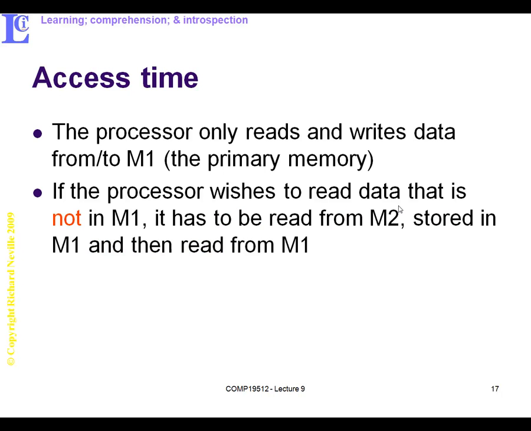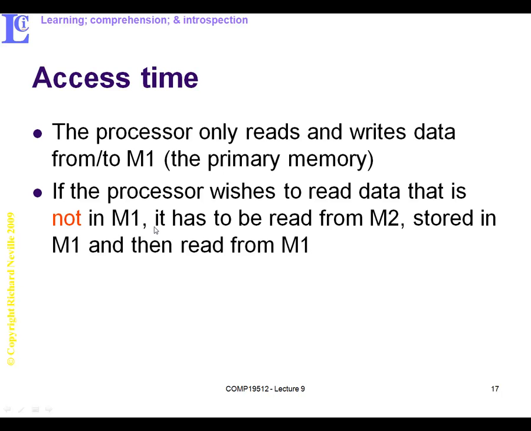if the process is reading data that is not in M1, now we've got a problem. If it's not in M1, we have to go and get it from the other memory. So we have to go to the secondary memory. We're going to call this M2, if you remember. So it goes to M1, checks if the data is in M1. If it's not, it goes to M2. And then it takes the data from M2 and stores it into M1. And then the CPU reads from M1.